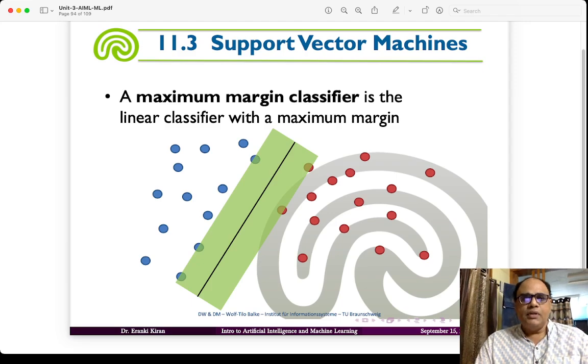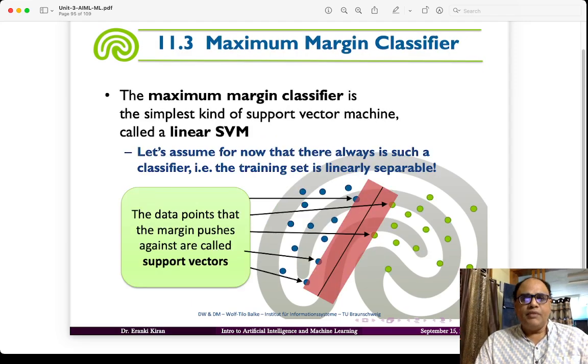So that is one of the major losses that the SVM has to look at. The maximum margin classifier is the simplest kind of support vector machine. The data points that the margin pushes against are called the support vectors. Now, in such a classifier, it is assumed that the training set is linearly separable.